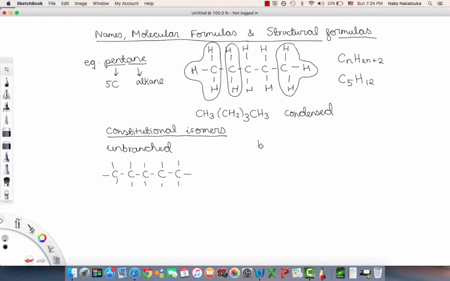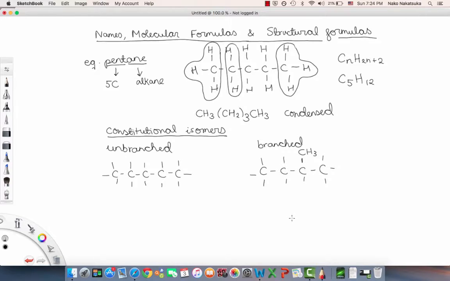But we can also have examples where this molecule is branched. For example, if we have carbon, carbon, carbon, carbon, 4 carbons as the parent chain, but then what if I have one branching here? So now I have CH3. But let's make sure that the molecular formula is still the same. We have 1, 2, 3, 4, 5 carbons, and 1, 2, 3, 4, 5, 6, 7, 8, 9, 10, 11, 12 hydrogens. Still 12 hydrogens, so we're good.